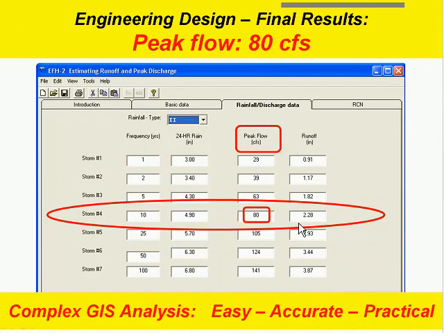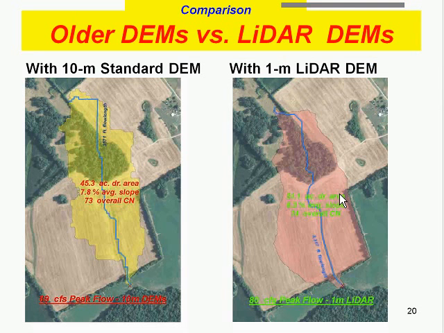So we've taken a very complex process that would easily take 2 to 4 hours, depending on the drainage area, to do right. And then you still don't have, you're just making estimates by doing it from a manual method. So we really think we've got something that's easy, accurate, and practical.